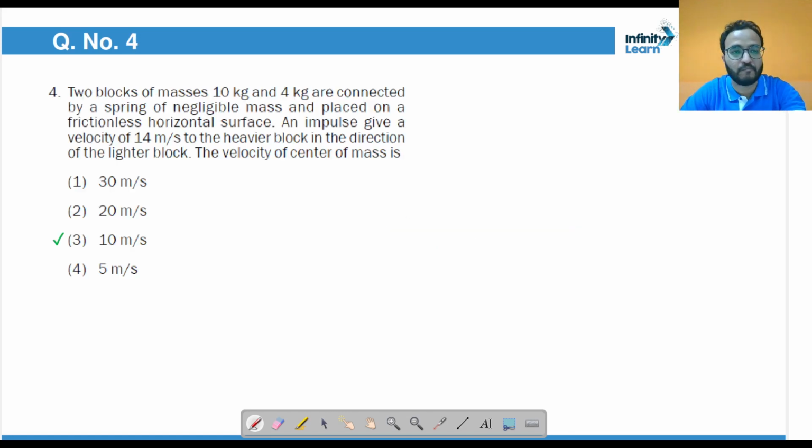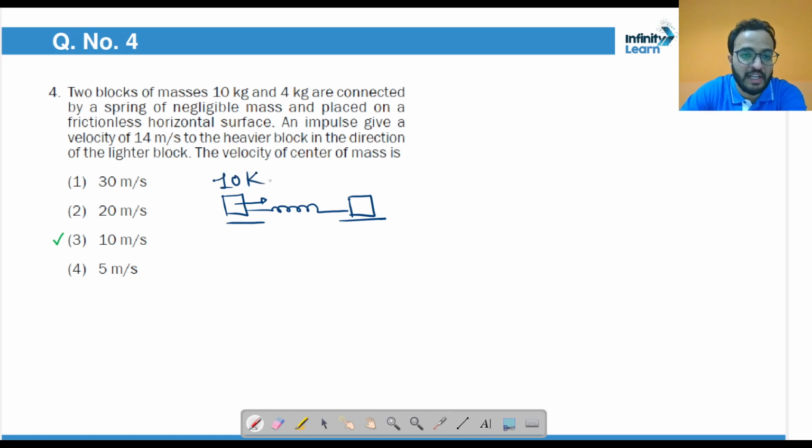Got it? Two blocks of mass 10 kg and 4 kg are connected by a spring of negligible mass. Okay, so this is 10 kg and it is attached by a spring. So that means the spring force between them will be equal and opposite, and that is why the net force on the system will be overall 0. So hence we can say that the center of mass will not accelerate until and unless an external force is applied.